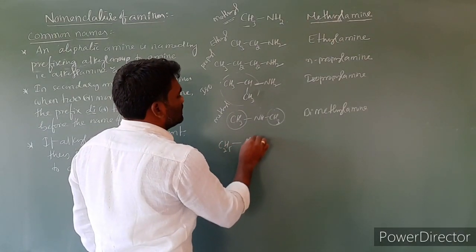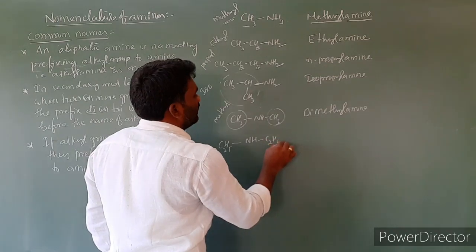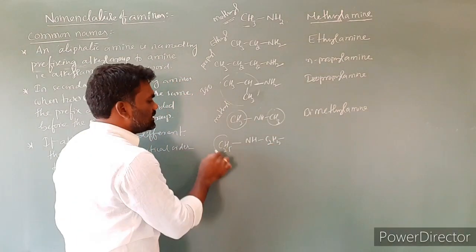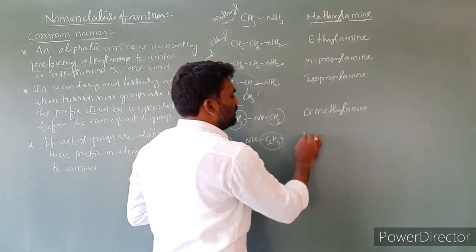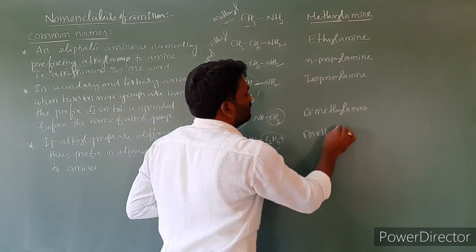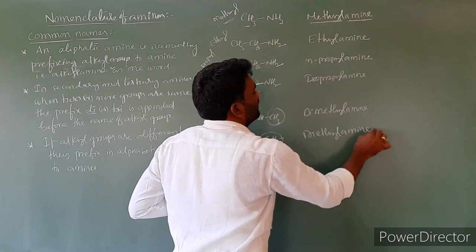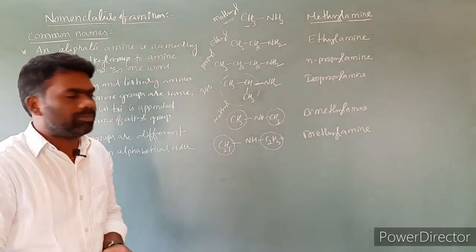CH2H5 NHC2H5. Look at this. So this is ethyl, this is also ethyl. Then what is the name of this compound? We can write diethyl amine. The name of this compound is diethyl amine.